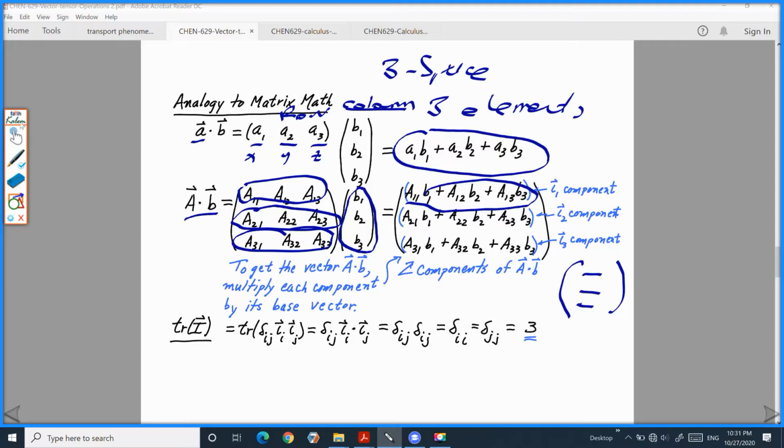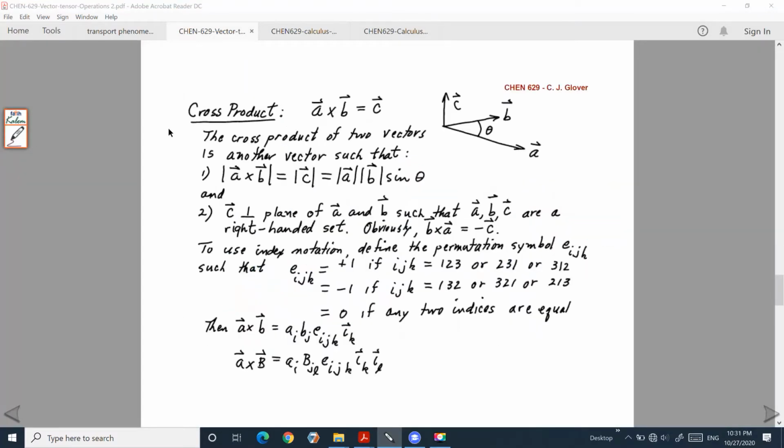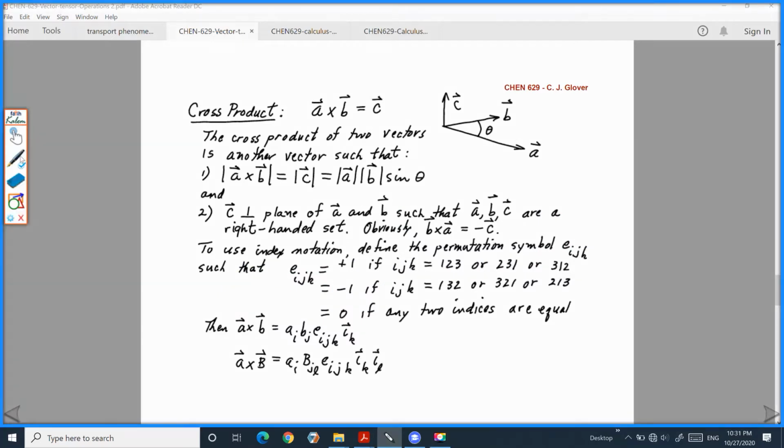Okay, we continue our discussion with the next topic. The next one is what we call the cross product. The cross product between two vectors gives another vector as the result. Here, let's say you have the vectors A and B. The cross product is a vector, giving the vector C actually here.